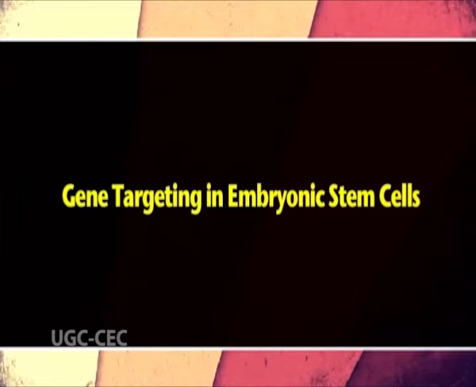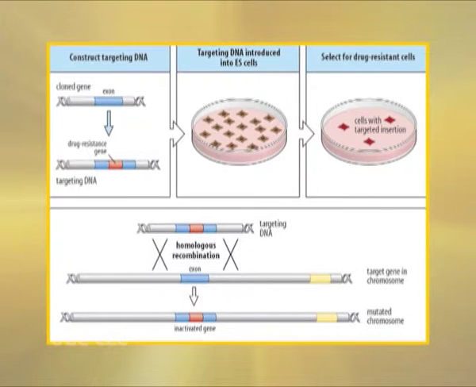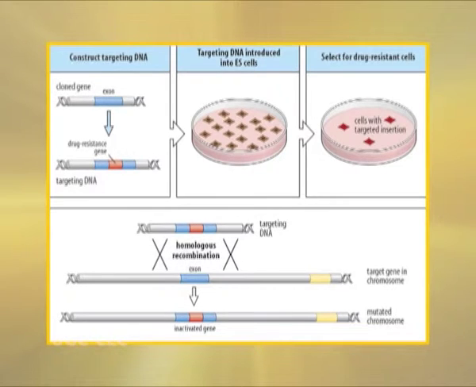Now let us discuss gene targeting in embryonic stem cells. Gene targeting is a technique utilizing homologous recombination between an engineered exogenous DNA fragment and the genome of the mouse embryonic stem cells. Recombination between identical regions contained within the introduced DNA fragment and the native chromosome will lead to the replacement of the portion of the chromosome with the engineered DNA.